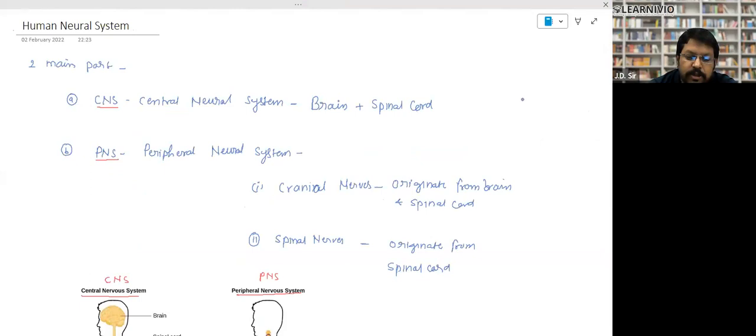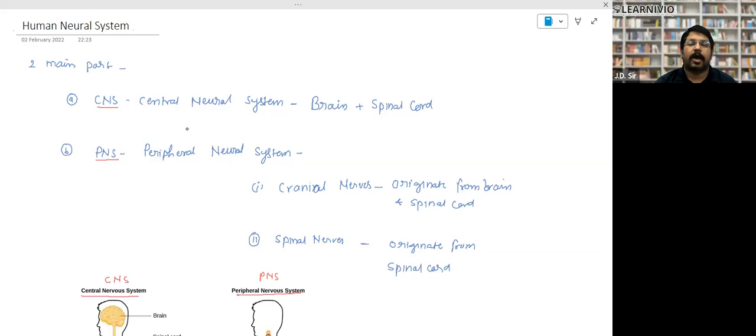Now, what about the human neural system? Our neural system means our nervous system. There are two main parts of our nervous system, CNS and PNS. CNS is the central nervous system, which is found in the central part of our body, and it includes the brain plus the spinal cord. The spinal cord is not just meant for walking or for keeping us straight. Rather, its main function is to work as a coordinator of the brain, right? So the central nervous system includes two parts: brain and backbone.